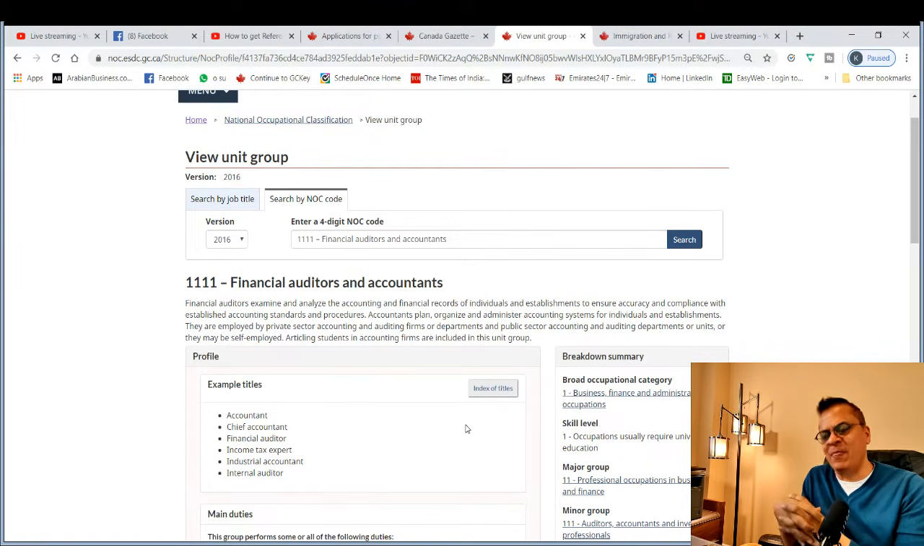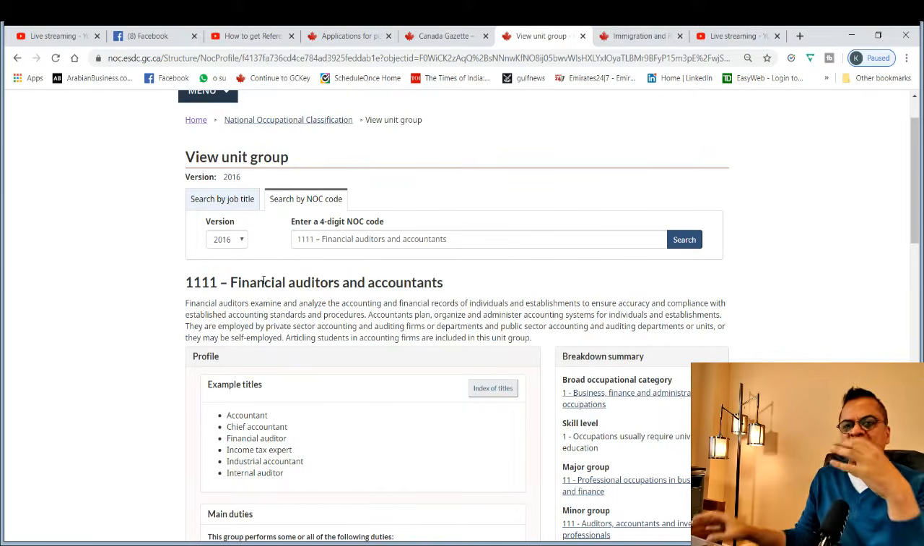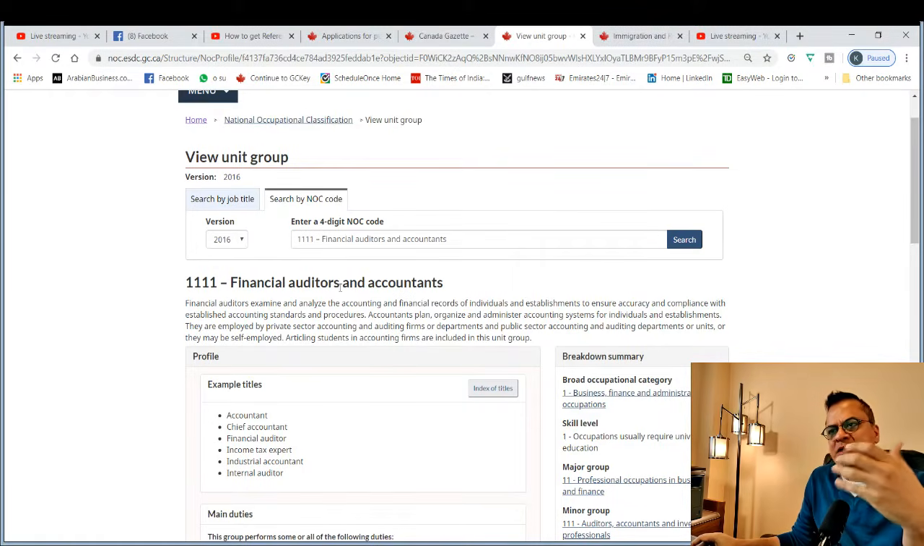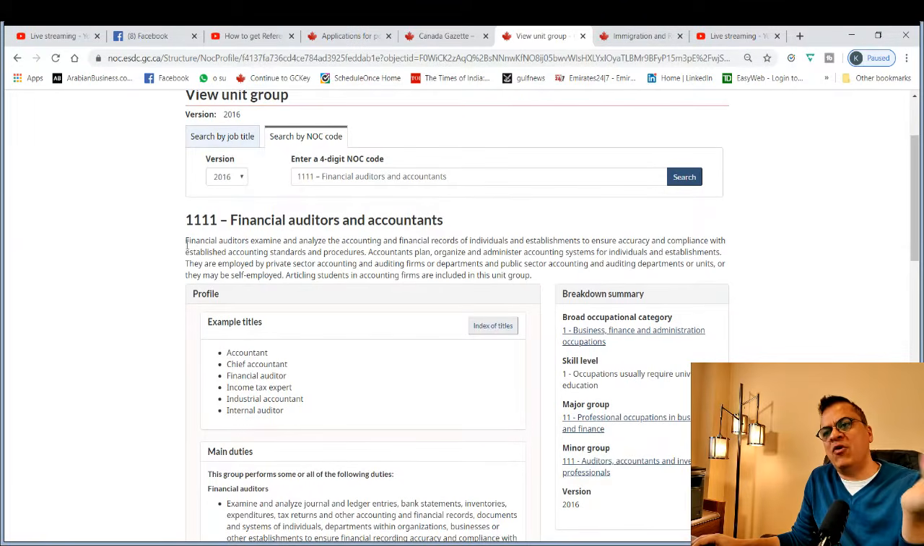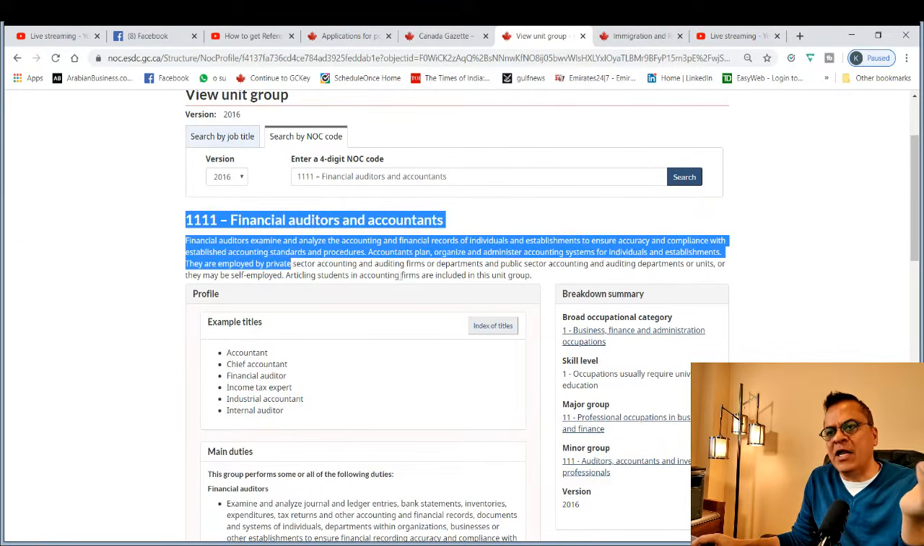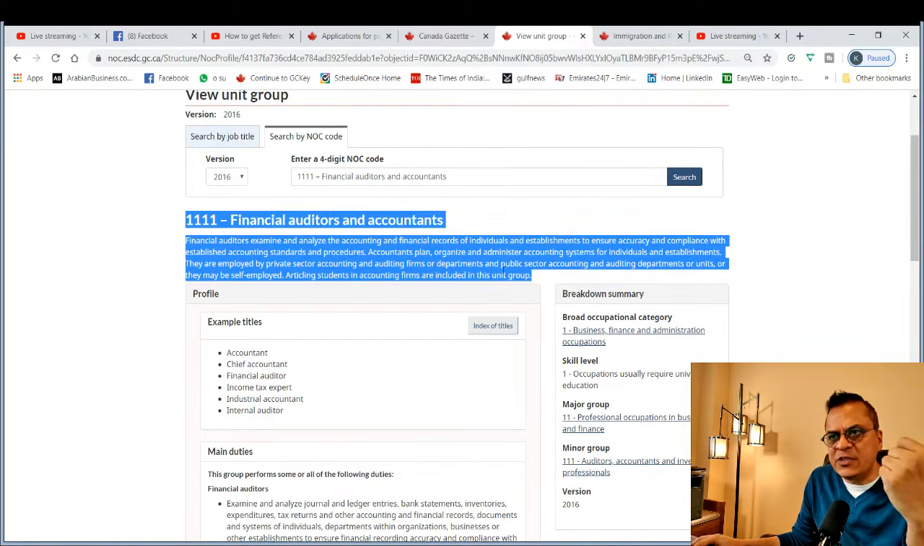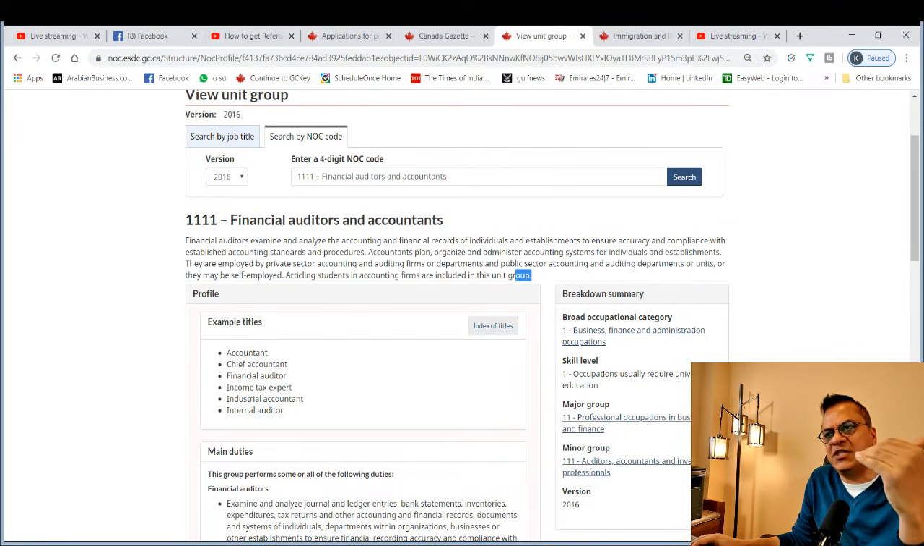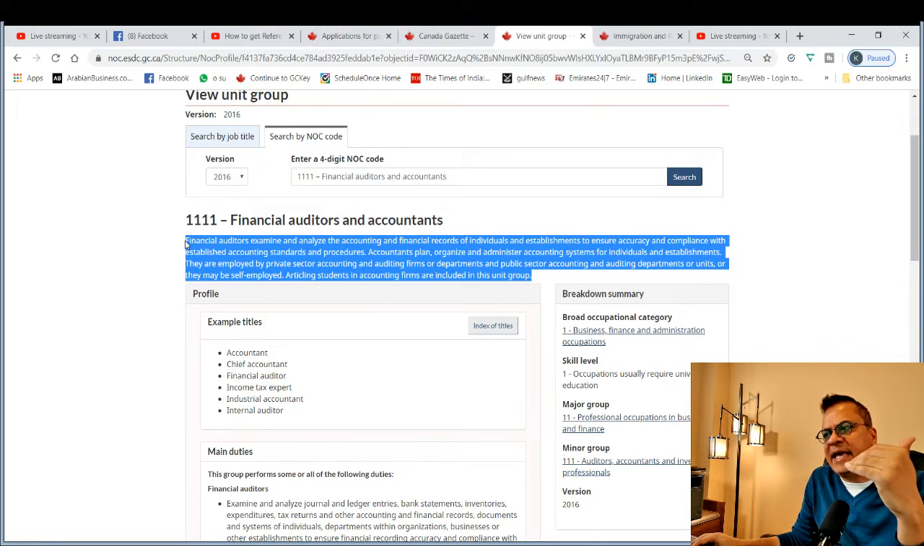So this is the NOC matrix for 2016, which is the latest one, and we will always use this one when we are assessing or checking for NOC. So financial auditors and accountants is what we are looking at. Now let's read through this first portion. The first portion under the title of financial auditors and accountants is the lead summary. Okay, this is the lead statement.